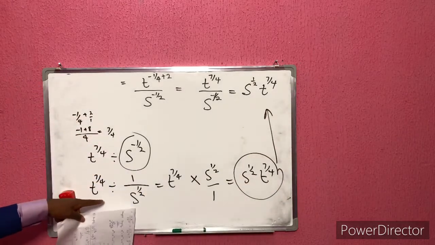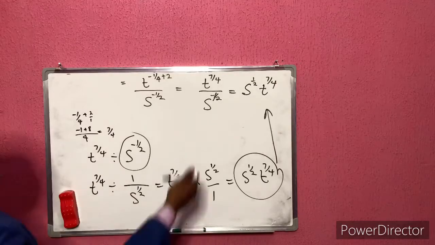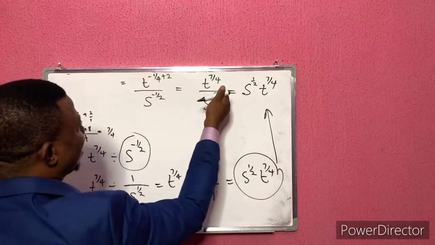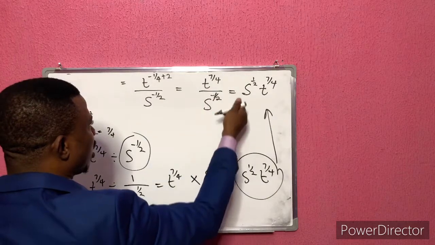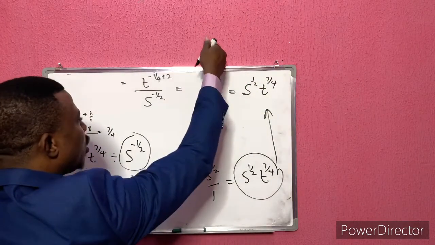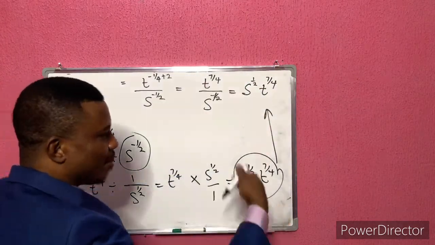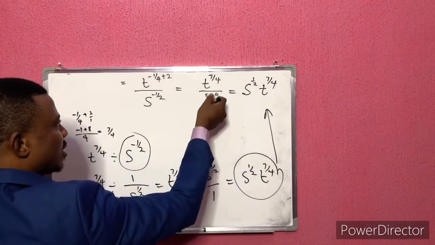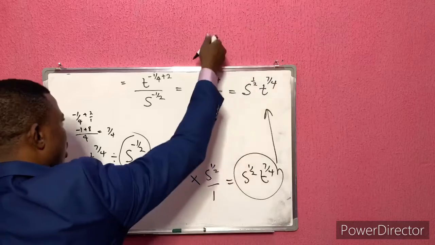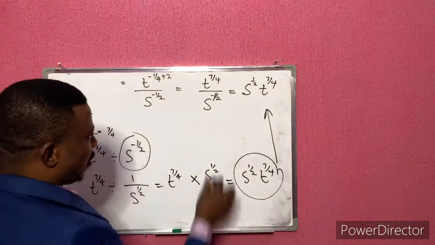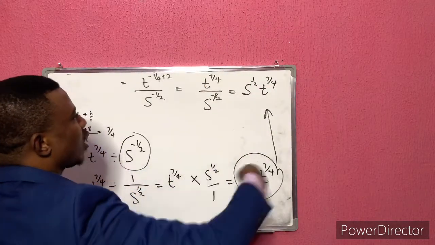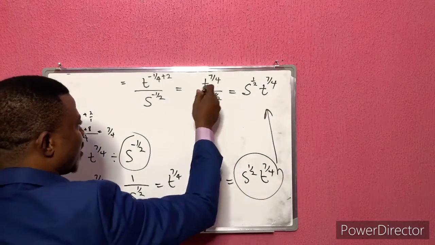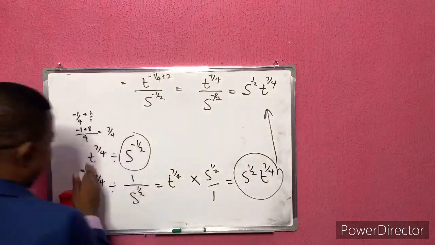So simply what we do in mathematics is, in a case like this, if you want to bring the denominator up to the numerator, just change the sign of the power. As simple as that. If you want to bring this whole thing to the numerator, change the sign of the power. If here is plus, it turns to minus. If here is minus, it turns to plus. That's what I just explained here.